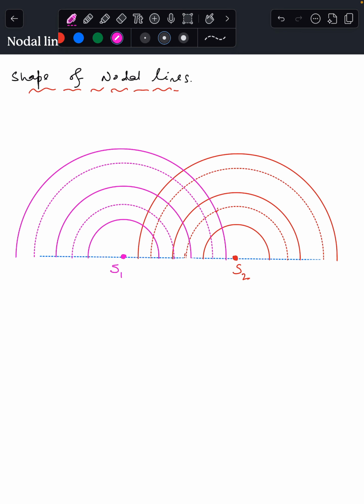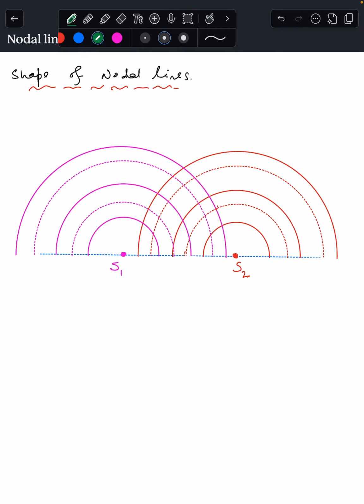So today we are going to discuss something very interesting regarding interference. Here we will develop the shape of nodal lines. Let us first see what we mean by nodal lines. To have better clarity, we have taken two sources, S1 and S2. You can consider these sources as two sources generating water ripples. If you see these water ripples, there are a few solid lines and a few dashed lines.